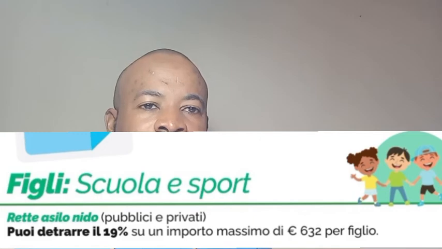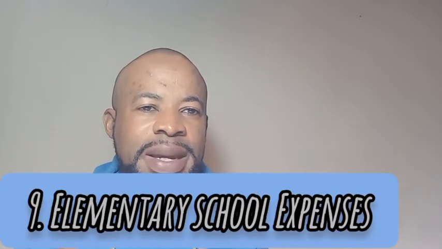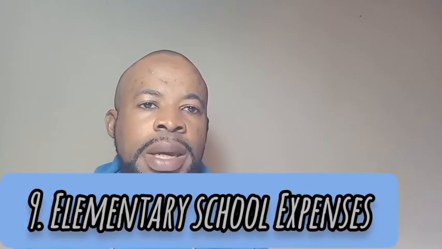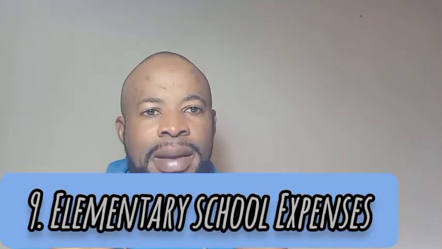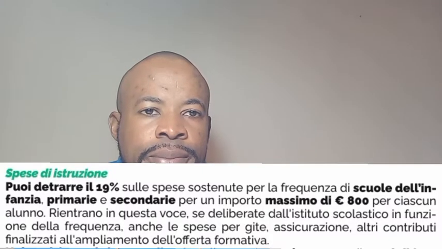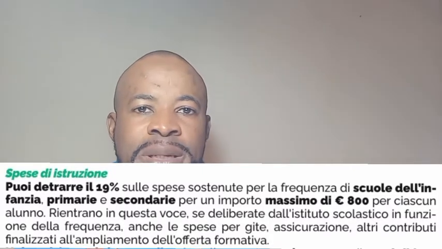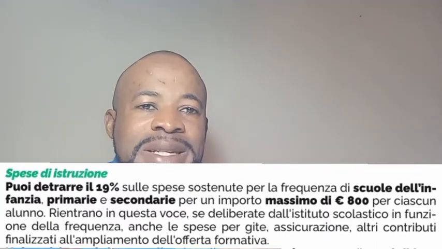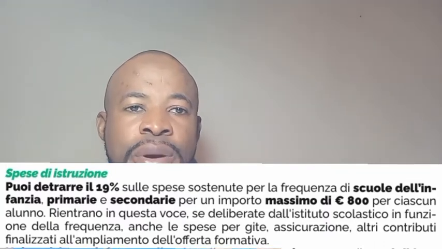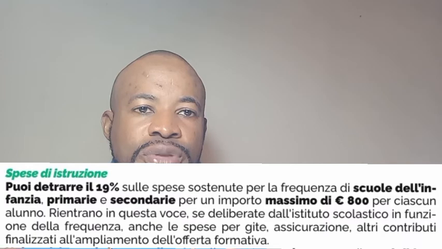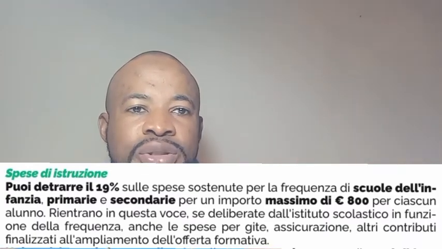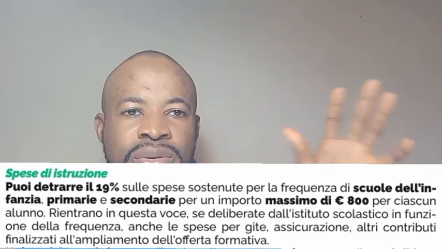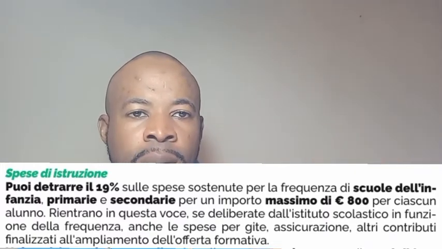Number 9, the expenses you incurred in sending your kids to primary school and secondary school. You have to keep the receipts of the expenses you made and take them along with you. 19% will be deducted, up to a maximum amount per child of 800 euros. So if you have 2 or 3 children and you spend up to 800 per child, you multiply it by 3. They will take it and reduce it from your yearly income.